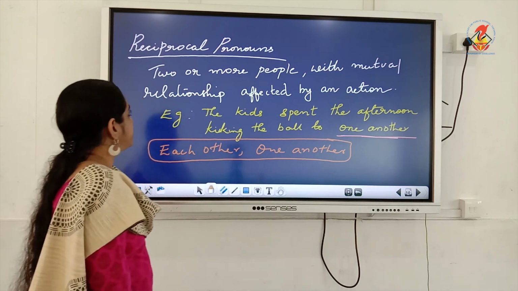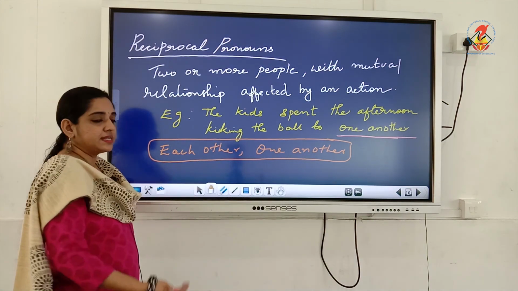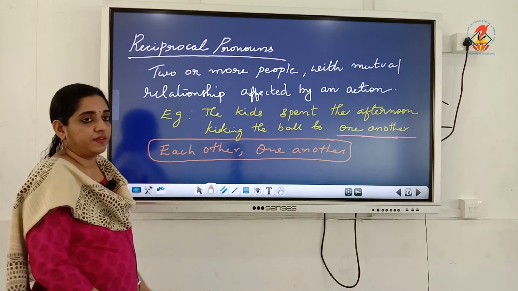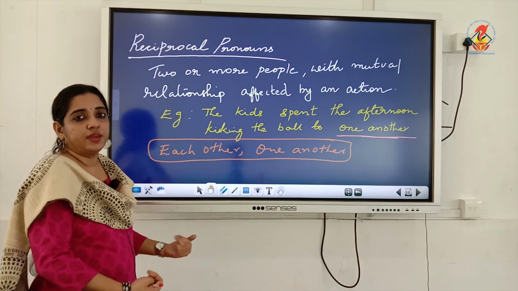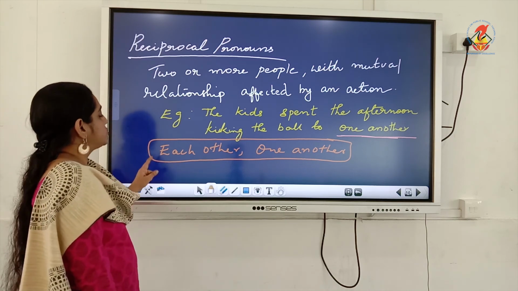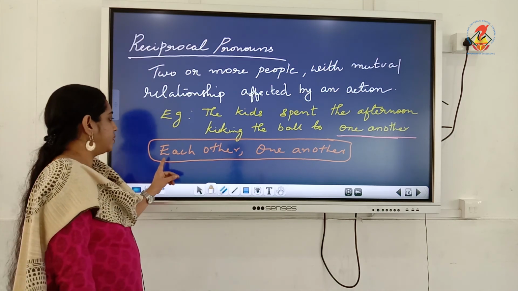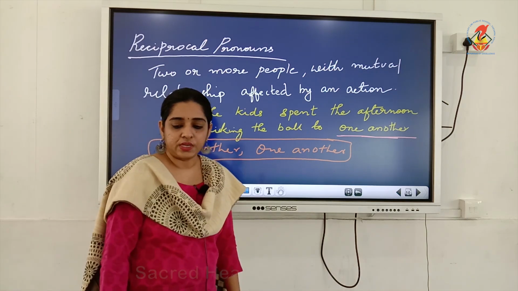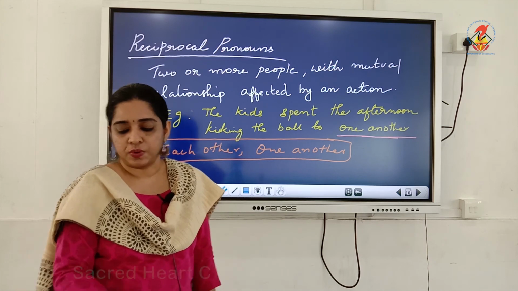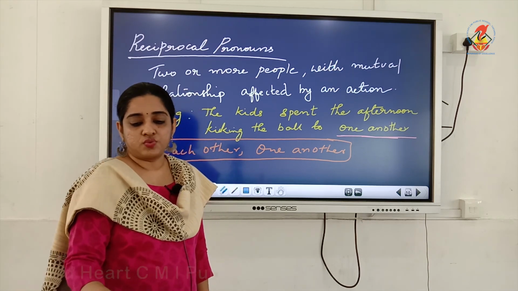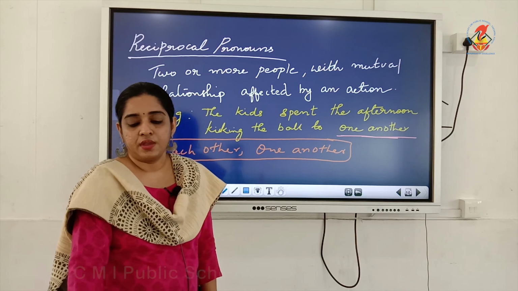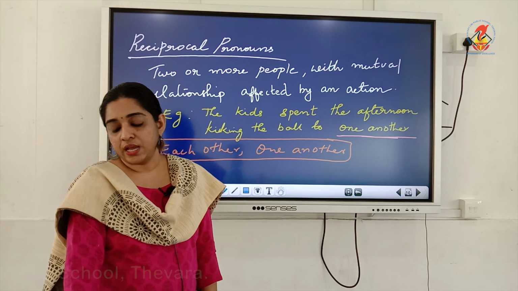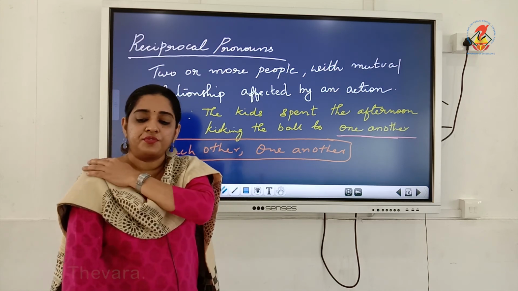Then what did we study? We studied reciprocal pronouns. That means the action is affected by two people. One person is doing the action, the other person is receiving, and both are involved in doing the action at the same time. Those pronouns are called reciprocal pronouns, like each other, one another. Now we will do the exercises in the textbook. Page number 43, exercise K. Identify the pronouns in bold in the given sentences. The first one has been done for you.